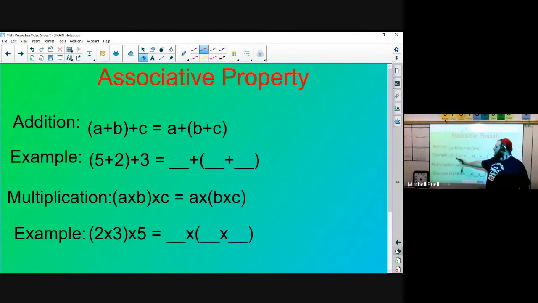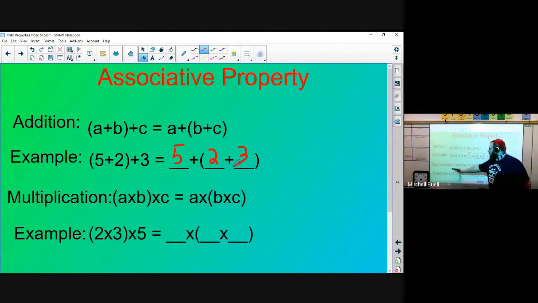So in this example, it's just saying changing who B is associated with. In the example here, we start off with 5 plus 2 in parentheses plus 3. Well, now we're going to change it so 5 is on the outside. We have 2 and 3. It's important to remember that you're not changing the order. You're keeping the numbers in the same order, 5, 2, then 3. It's just switching who 2 is going to be associated with, who 2 is going to be grouped with.